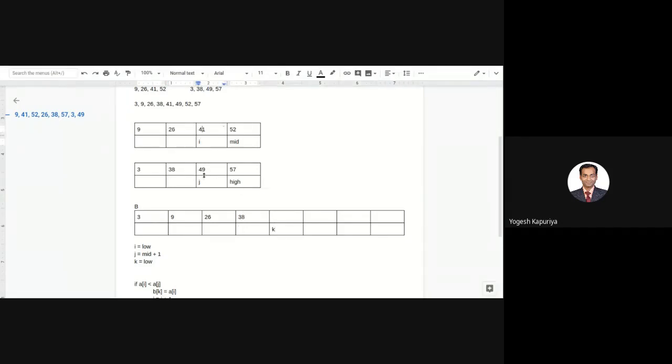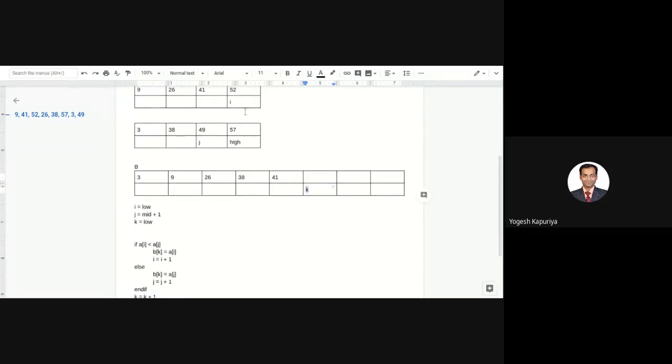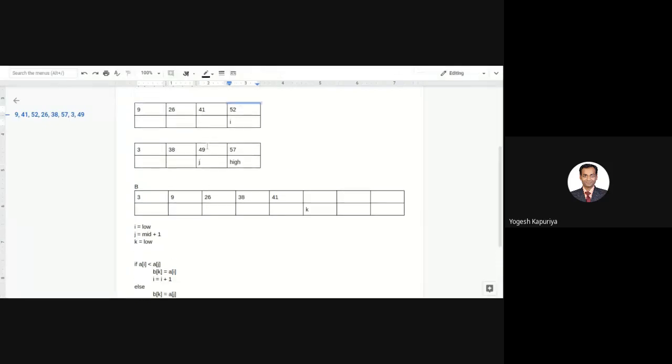Once again, A of i is compared with A of j. Because A of i is smaller, 41 is copied and i is incremented. Similarly, k is also incremented. Now once again A of i will be compared with A of j. So 52 and 49.